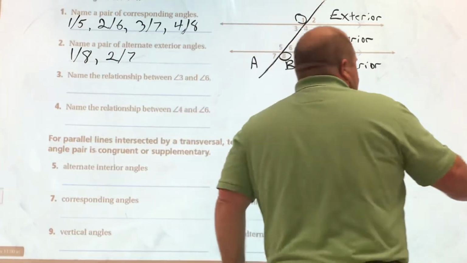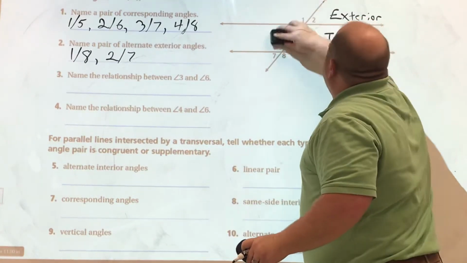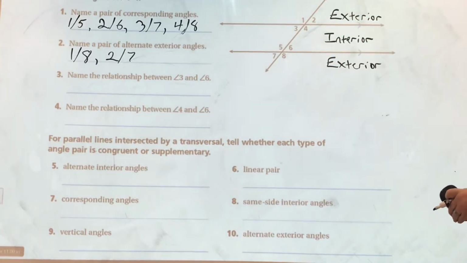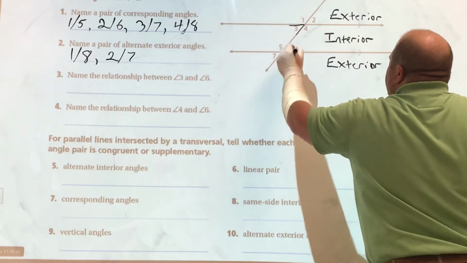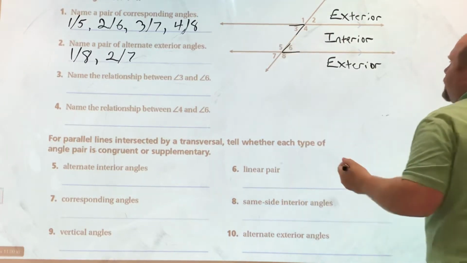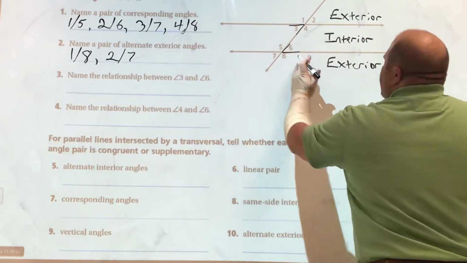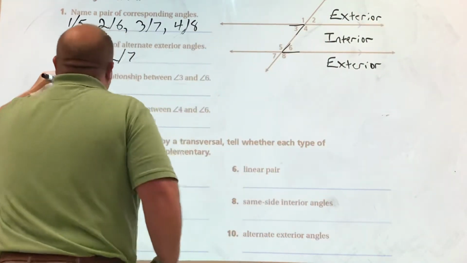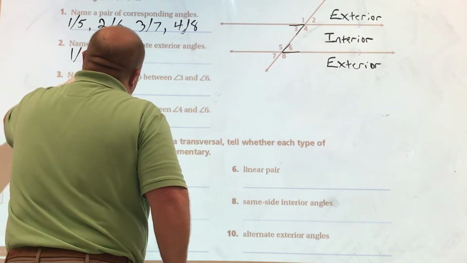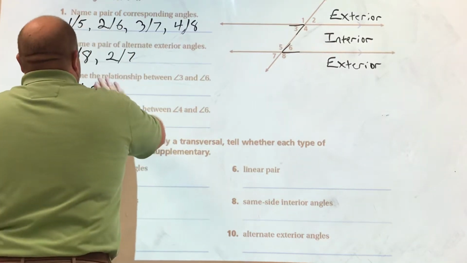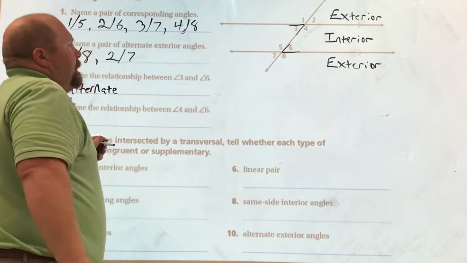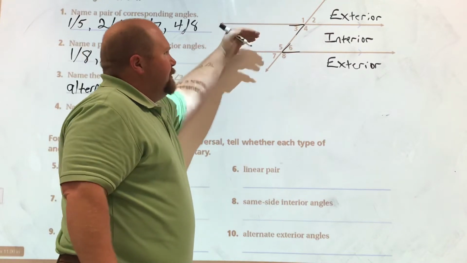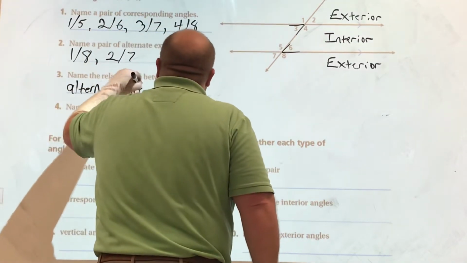All right. Number 3, name the relationship between angle 3 and angle 6. So angle 3 and angle 6. We're looking at these two pieces. They are on alternate sides of the transversal, so they're going to start with the word alternate. And you can see that they're both on the interior. So these are alternate interior angles.